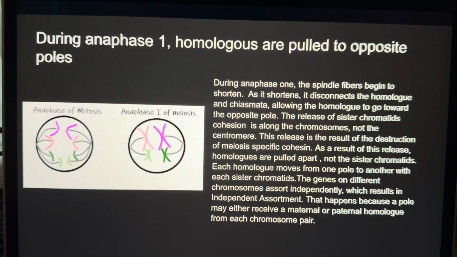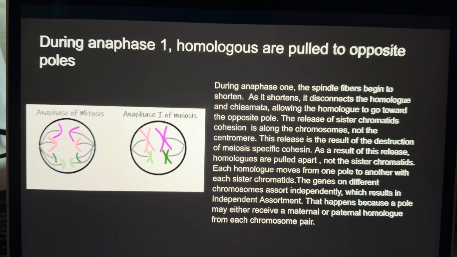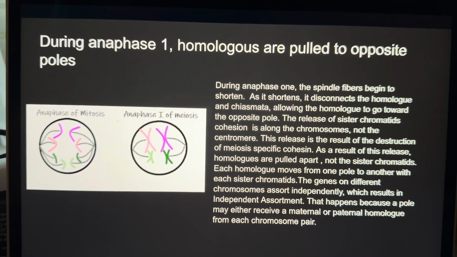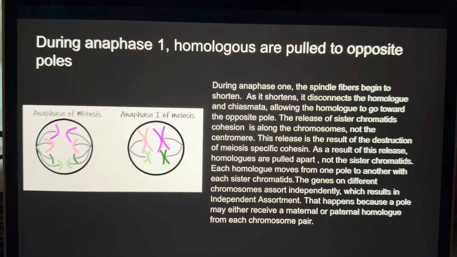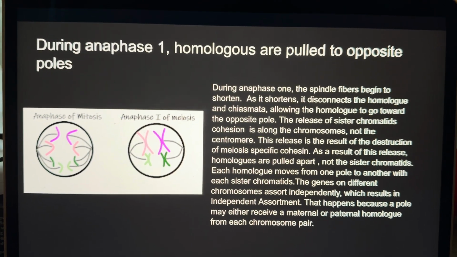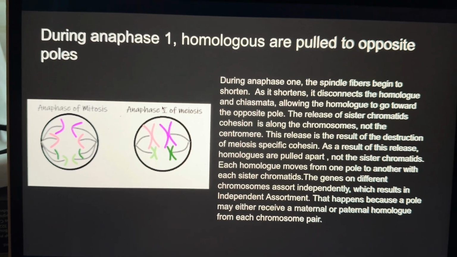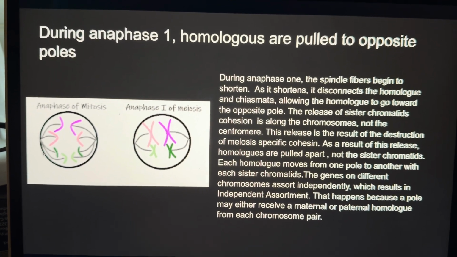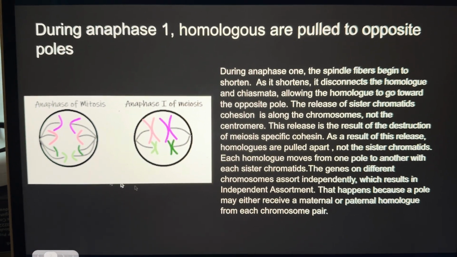The genes on different chromosomes assort independently, which results in independent assortment. That happens because a pole may receive either a maternal or paternal homolog from each chromosome pair. And this is an example of anaphase of mitosis and then anaphase 1 of meiosis, and the difference between these two.